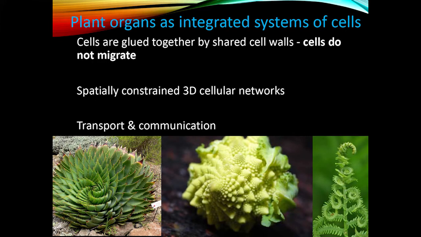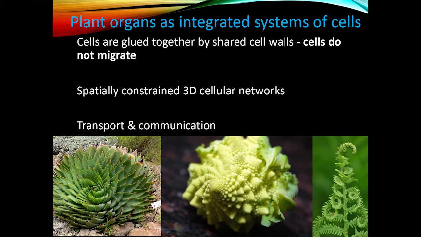So we're looking at plant organs as integrated systems of cells. The idea here is that the cells which make up plants are glued together by shared cell walls, so the cells don't migrate. In the case of our body, or in animals, the cells have the capacity to rearrange themselves. They can move. And in plants, they cannot, and that's because the cells have cell walls and they're stuck together. And what that means is these organs, which are complex assemblies of cells, are spatially constrained three-dimensional cellular networks. They're spatially constrained because they can't undergo rearrangements.